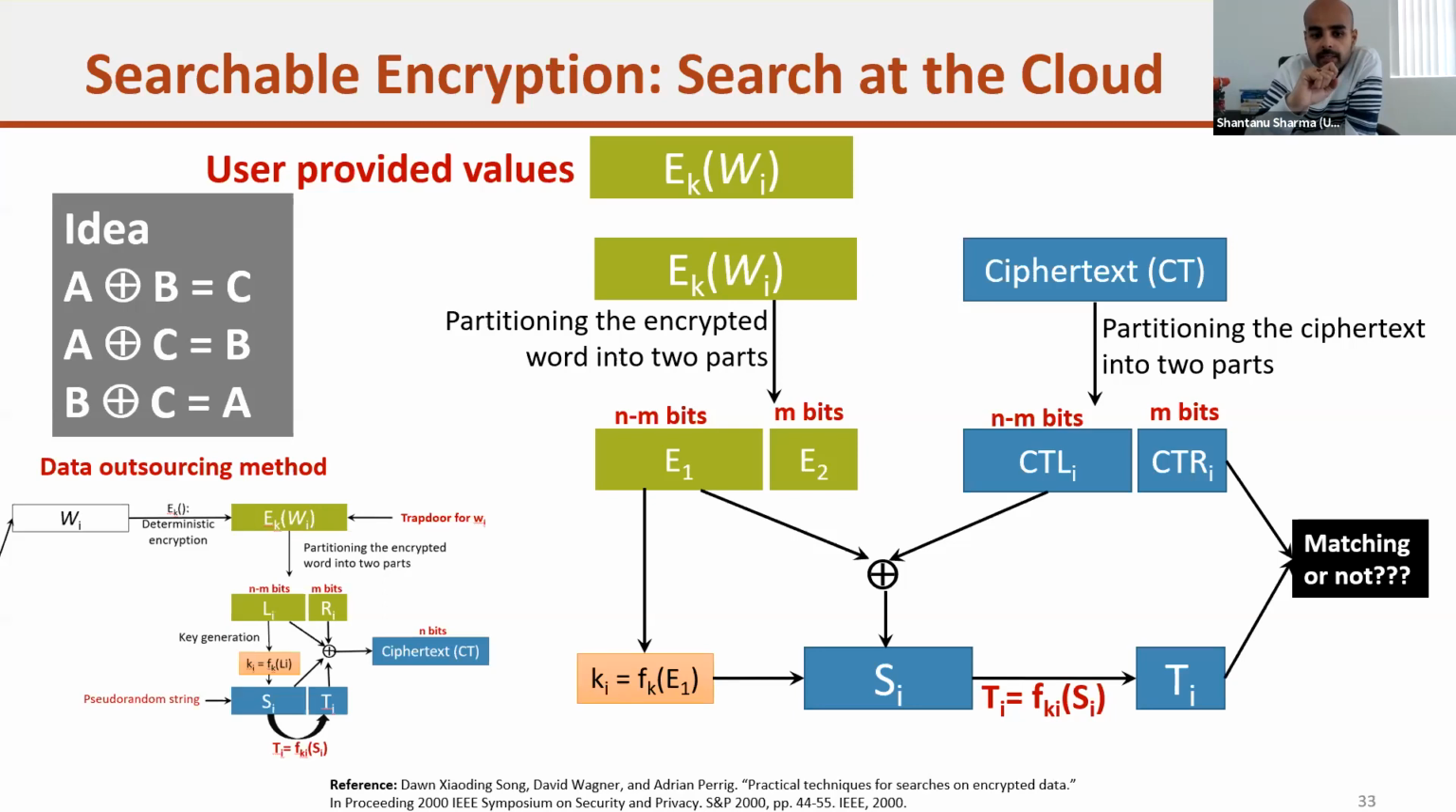Now I need to match these two things: the right m bits of CTR, is this equal to TI or not? If they are matching, then I can find, okay, this row is matching. Otherwise, this is not matching. So I need to check the entire data to match the word WI.